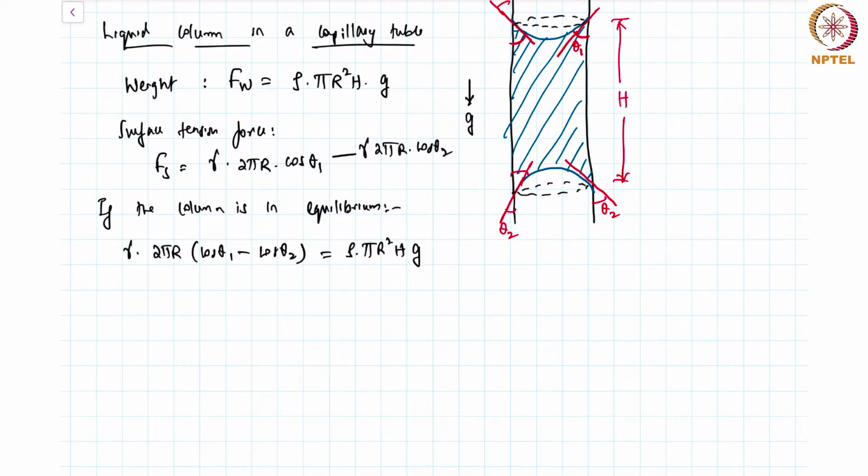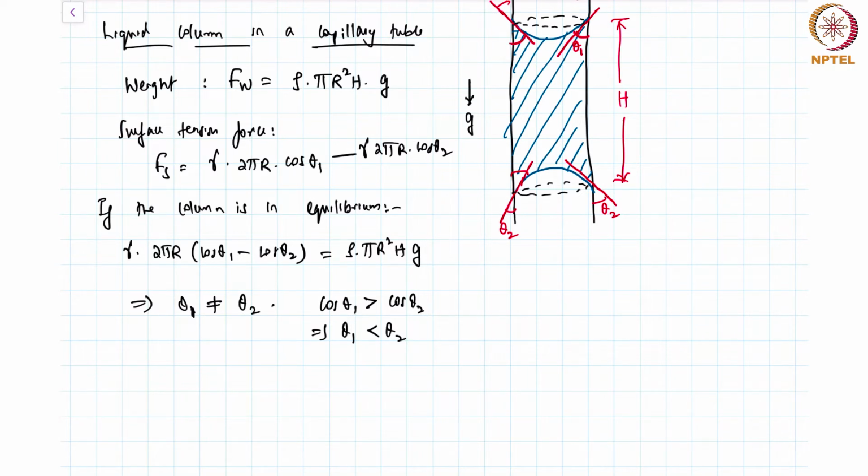So this is what I have, and from this I can conclude that if the plug is stationary, then theta 1 cannot be equal to theta 2, which means that theta 1 is not equal to theta 2. That's the first thing. In fact, we can also say one more thing. Cosine of theta 1 has to be greater than cosine of theta 2, and therefore theta 1 is less than theta 2. That's the first thing we know.